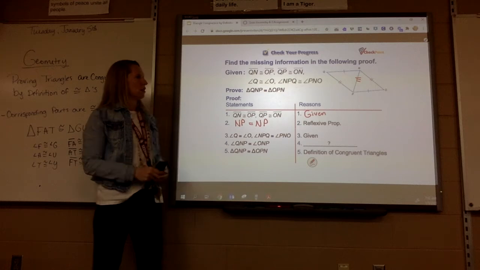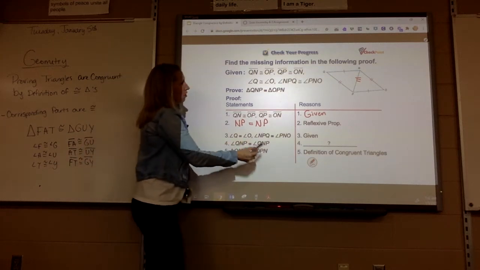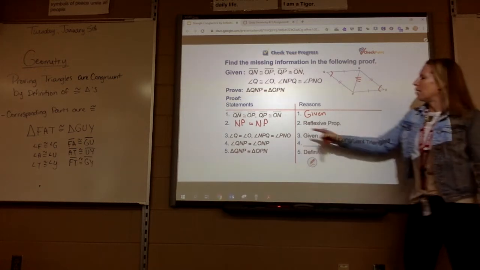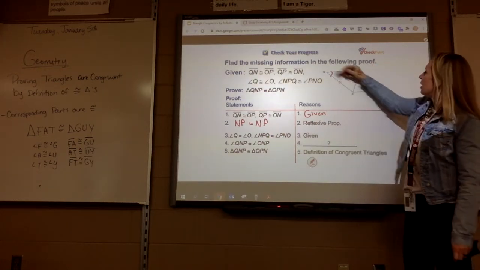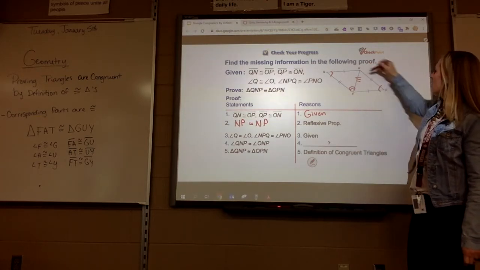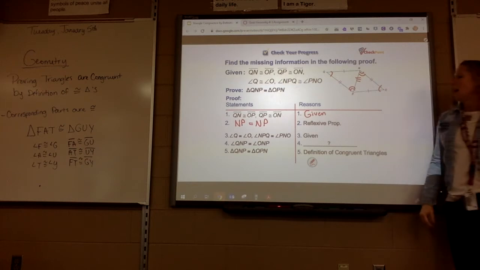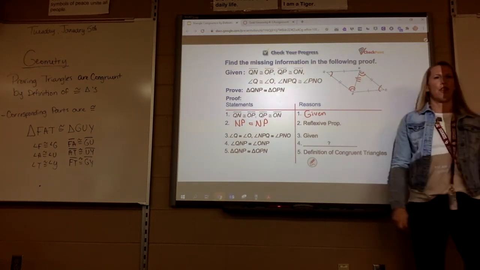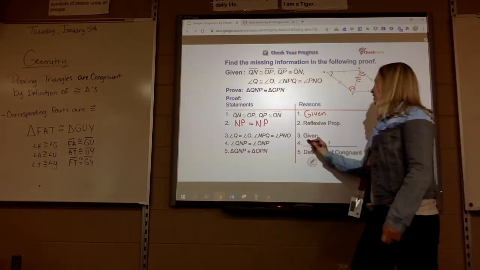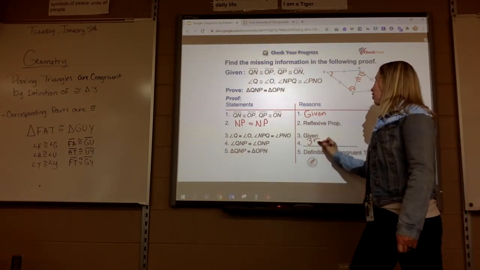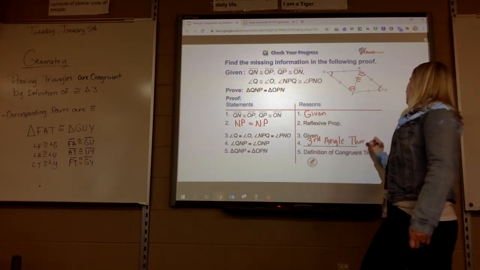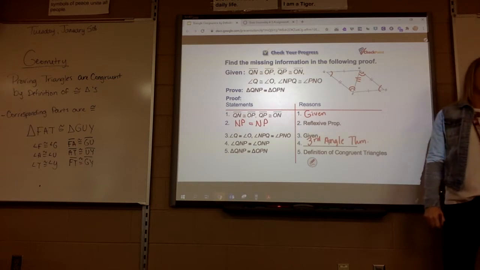Now I've got to look at my angles. So I'm given that angle Q is congruent to angle O. Marked it with the humps. I'm given that NPQ is congruent to PNO. So now, why would those third angles have to equal each other? Because the third angle equals the third angle. So that's called the third angle theorem. Third angle theorem. So you're going to have that today.